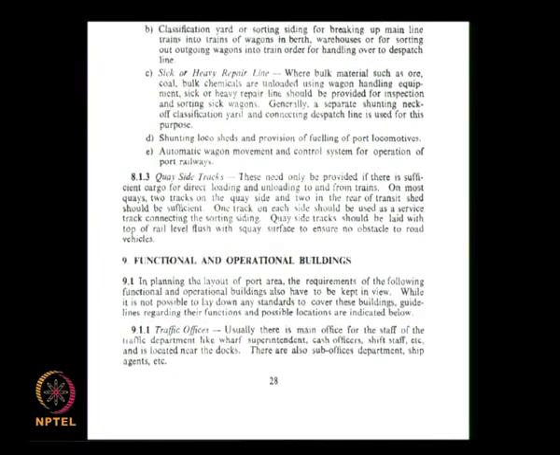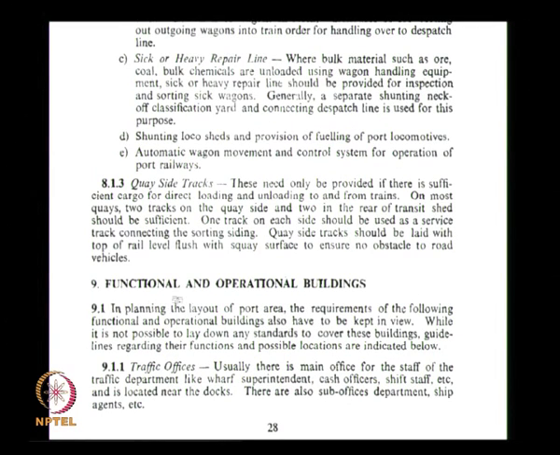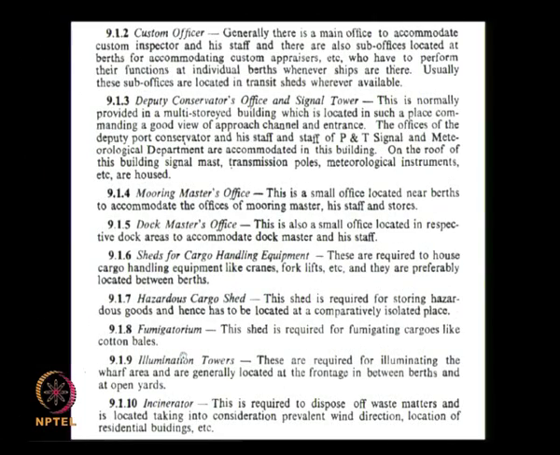So when you want to plan to complete, I will just run through these functional and operational buildings. So we will have traffic officers, we will have custom officer, deputy conservators officer and signal tower. The signal tower is very important. This is a navigation tower which controls all the vessels which are coming in and going out.